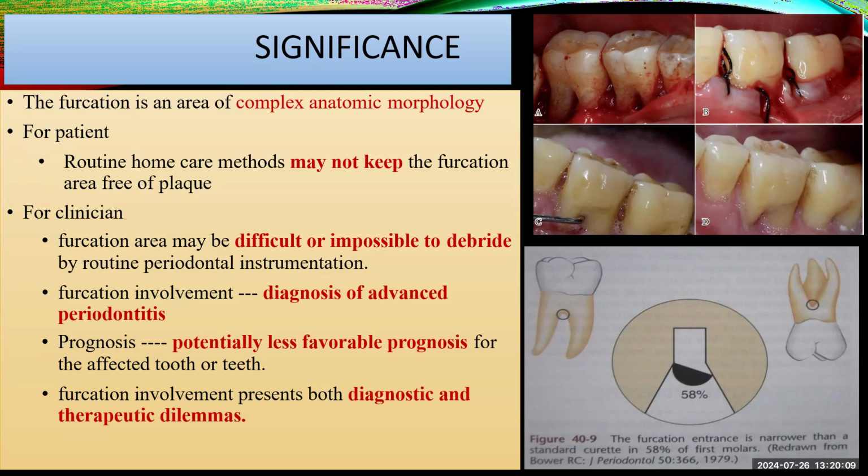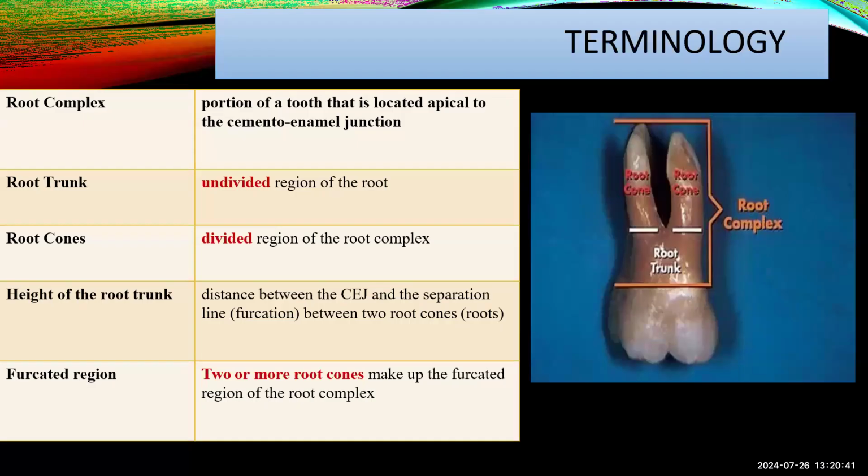Moving on to the significance of furcation. Furcation can mean different things to the patient and clinician. First of all, for the patient, routine home care methods may not keep the furcation area free of plaque. And for the clinician, the furcation area may be difficult or impossible to debride by routine periodontal instrumentation. Also, teeth which have furcation involvement potentially have a less favorable prognosis when compared to other teeth, thus presenting both diagnostic and therapeutic dilemmas.